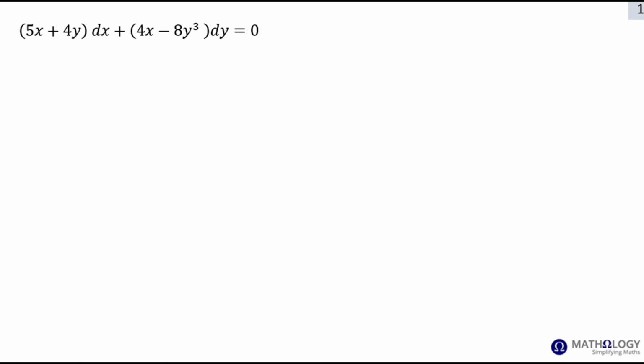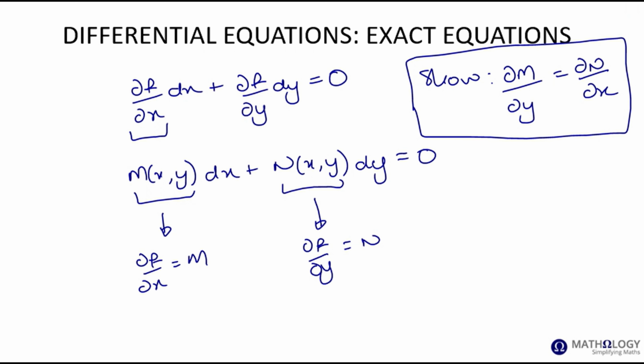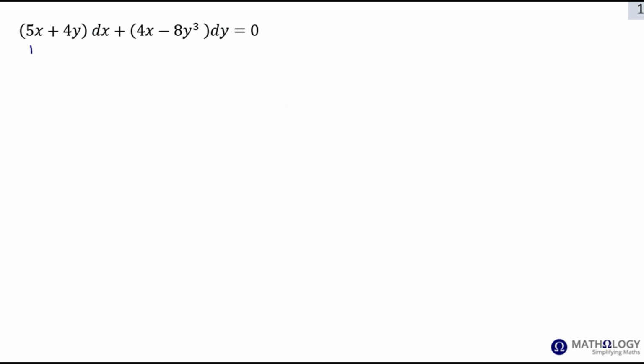Okay, so the expression (5x plus 4y) dx plus (4x minus 8y cubed) dy equals 0 is of this form over here. So 5x plus 4y is M, and 4x minus 8y cubed is N. What we need to do now is to show that this differential equation is exact. So we're going to take the partial of M with respect to y and the partial of N with respect to x, and show that these two expressions are equal.